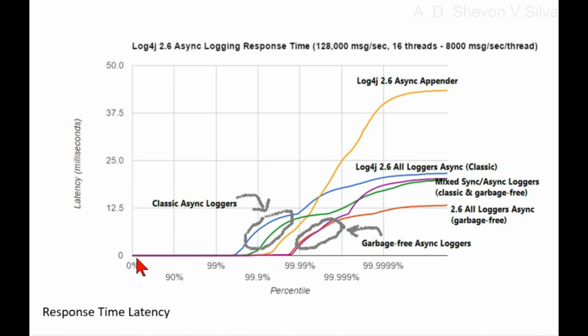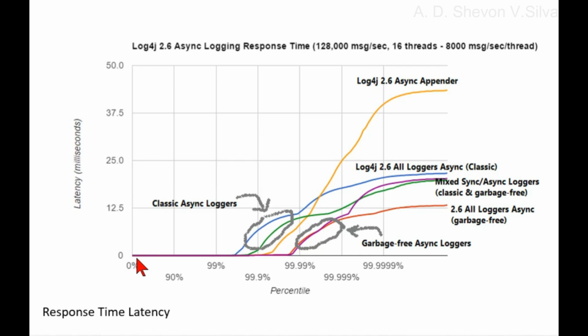Classic mode: -Dlog4j2.enable.threadlocals equal false, -Dlog4j2.enable.direct.encoders equal false. Garbage free mode: -Dlog4j2.enable.threadlocals equal true, -Dlog4j2.enable.direct.encoders equal true. And there are other options likewise.